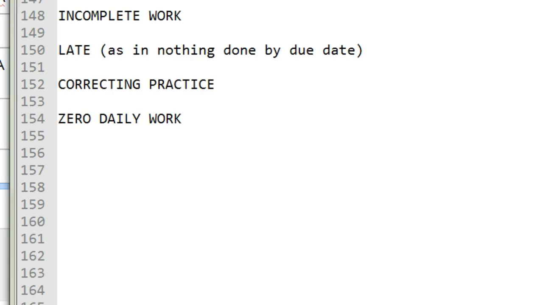I hope this clarifies some things about how I plan to grade engineering work and the codes I'll be using. Again, if you have any questions, please let me know.